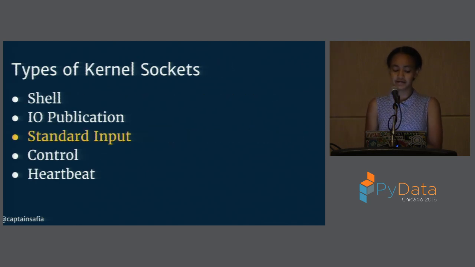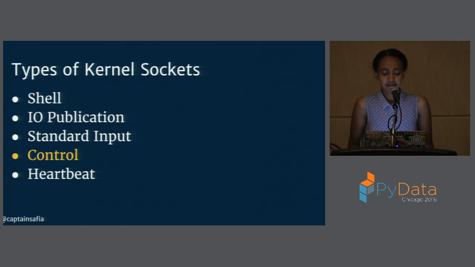And the next socket that we're going to talk about is really humble and self-explanatory and timeless, which makes it great, which is the standard input socket. And you're really going to need this when you have a situation where the kernel is going to want to request input from the front end. So for example, perhaps you want to execute a Jupyter cell that contains Python code that uses raw input to ask for input from the user. The standard input socket is going to be used in that case.